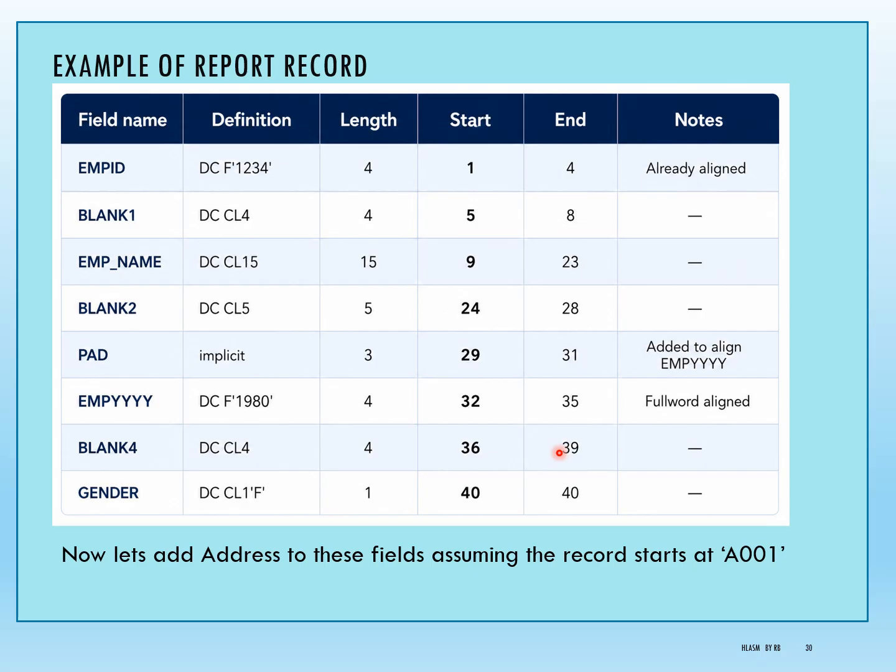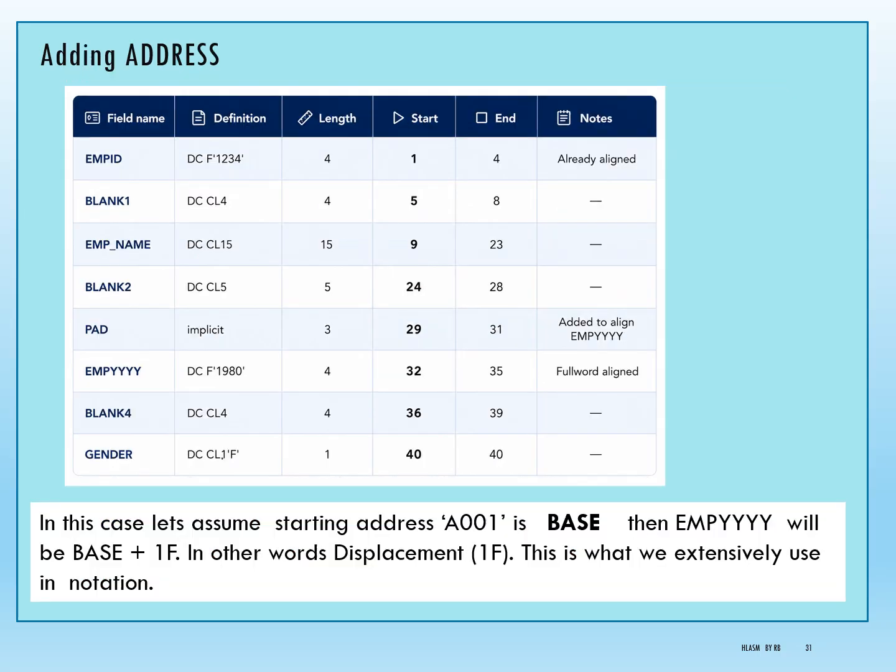After this, we will add one more column to this, where instead of saying my starting point is 1, we will give a starting address called A000. We are adding addresses to it. Instead of saying 1, 2, 3 like that, we are assuming that this record starts at A001 and its end address is A004, and so on. Blank 5 is A005, employee name starting at A009, and so on.